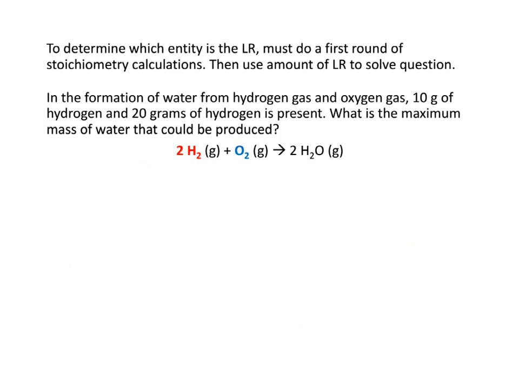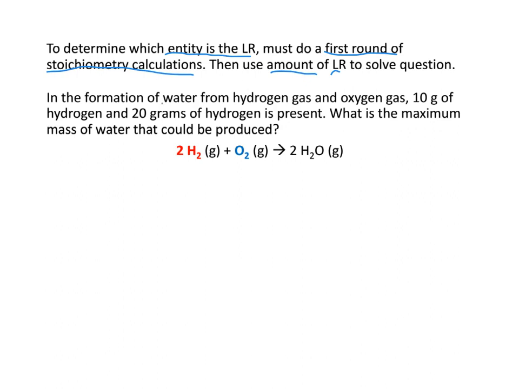If we're to do this in the format of a chemical calculation, the first thing we need to do is determine which entity, which compound, is our limiting reagent. In order to do that, we have to do a first round of initial stoichiometry calculations. From that first round of calculation, we can determine which chemical is our limiting reagent, and then use the amount of that limiting reagent to solve our question. So let's do an example.